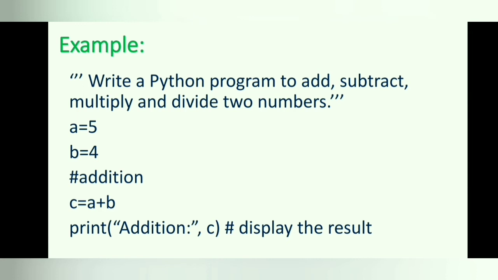In the next steps, 5 is assigned to variable A and 4 is assigned to variable B. Then a single line comment which indicates what this part of the program will do. In the next line, C is equal to A plus B. The following line of code will show the result of the addition. The line also contains a partial single line comment.